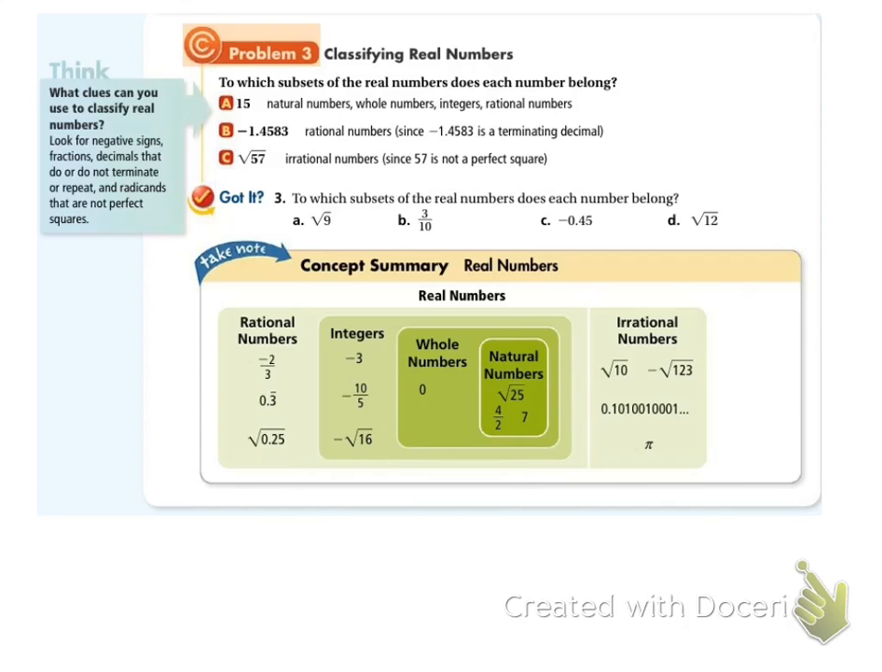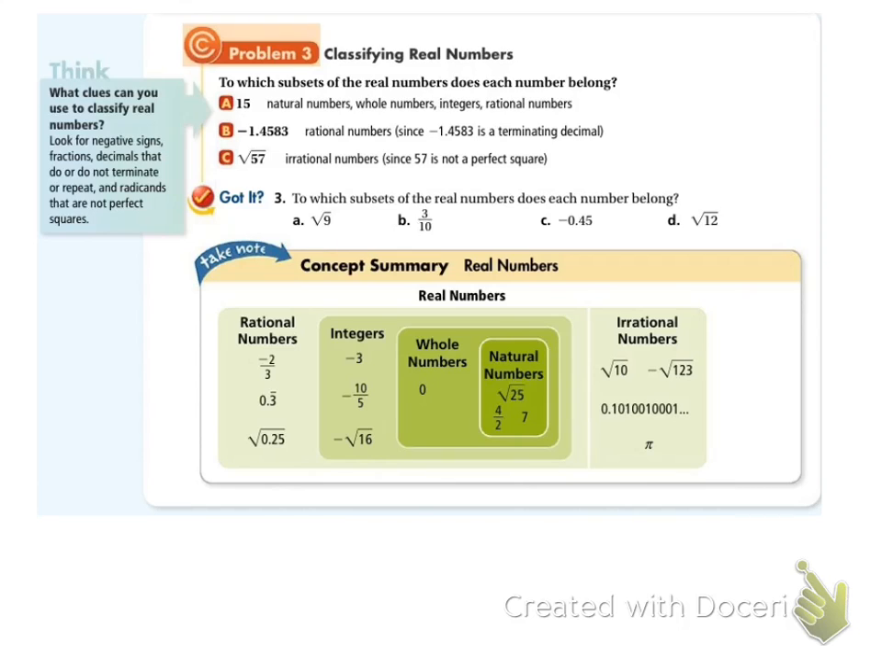So 15, the number 15, is a natural number, and it's a whole number, and it's an integer, and it's a rational number. Negative 1.4583 is a rational number since it has a terminating decimal. It has a decimal that ends. And the square root of 57 is an irrational number since it's not a perfect square.